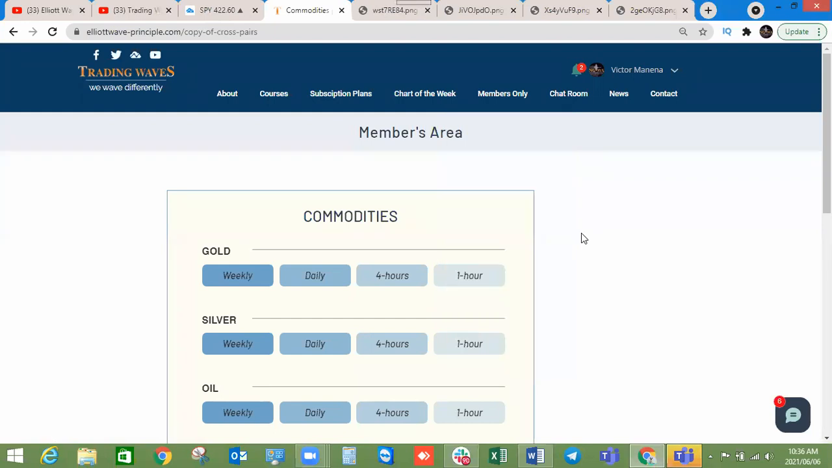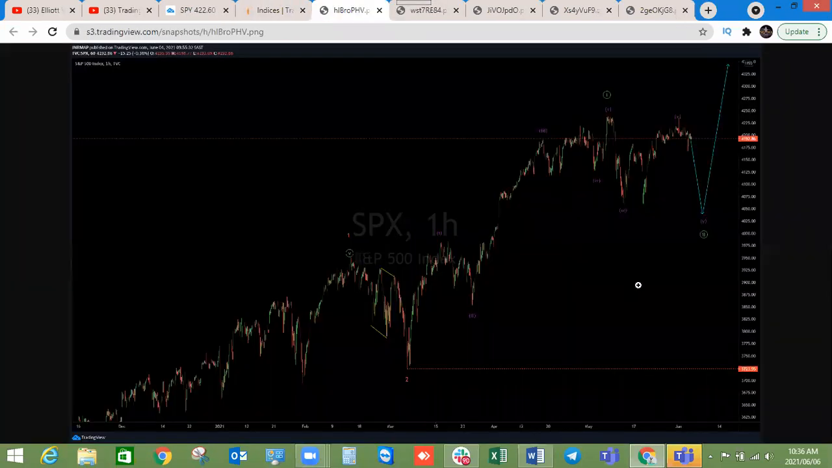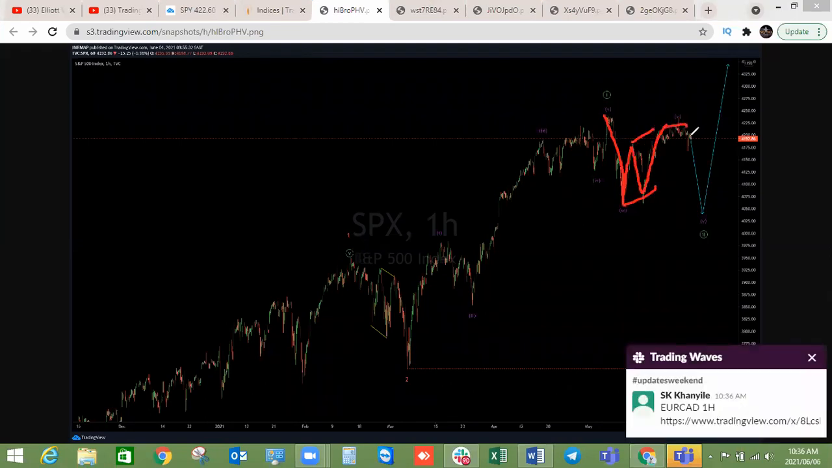Right, looking at the indices in the S&P 500, let's go through the 1-hour chart and look at what we forecasted there last week and where we are currently. So last week, we're looking for these 1, 2 here to give us a move to the downside before we push to the upside. So what we are simply looking for here is this corrective structure to complete. Are we going to get this move to the downside?